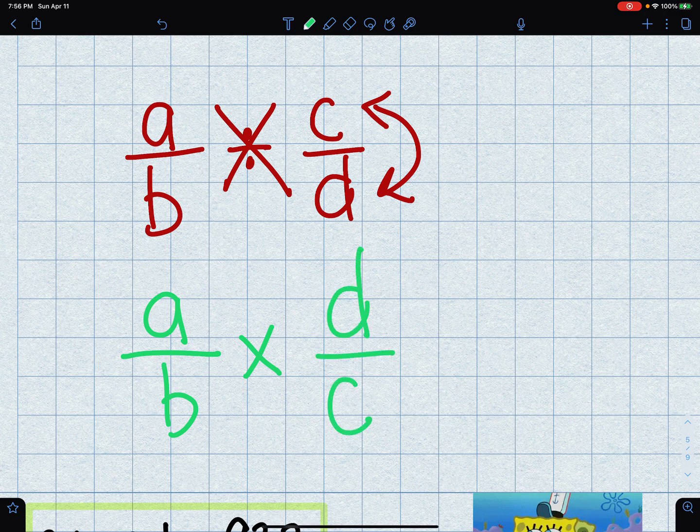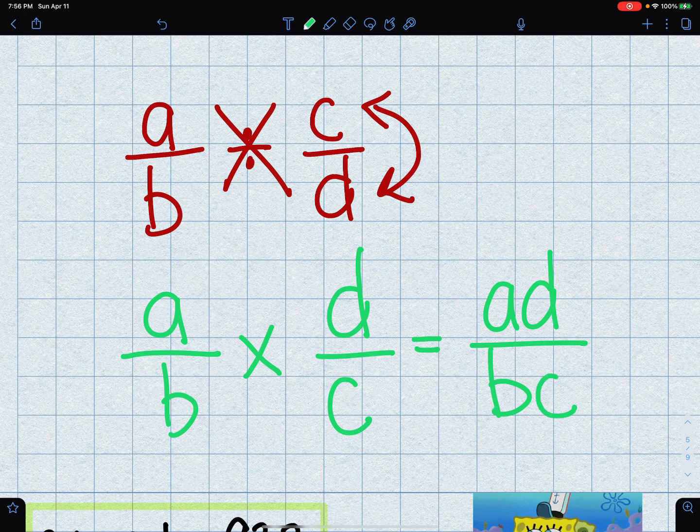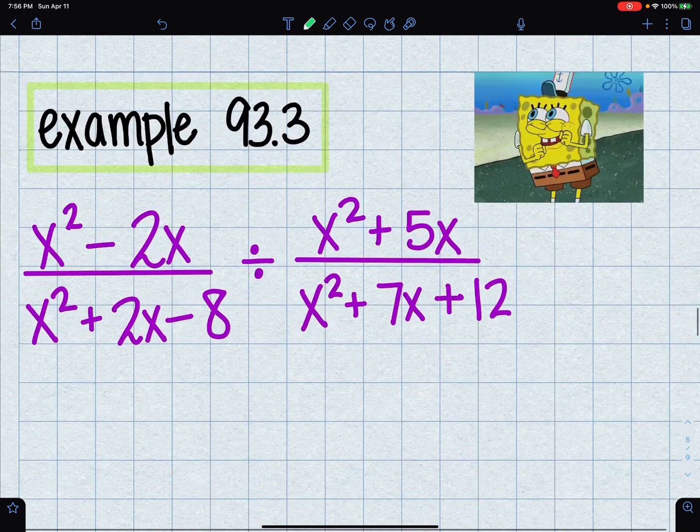That's the same thing that you got with the Dinesquire rule, but just remember that whenever you're doing division with fractions, you flip that second fraction around and change it to multiplication. So then when you do that, what do you get? You just multiply straight across. So it's going to be AD over BC. Sweet, right? Let's do an example.